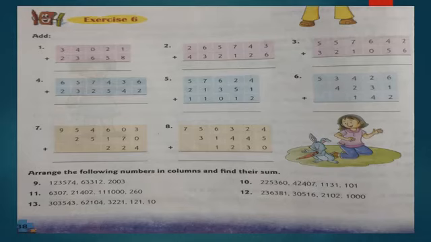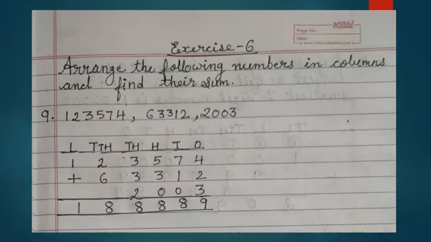Okay, now come to the next question, that is arrange the following numbers in columns and find their sum. So here numbers are given. First you have to arrange them. So I am going to explain one question from this category. You just see. That is question number 9. Arrange the following numbers in columns and find their sum.